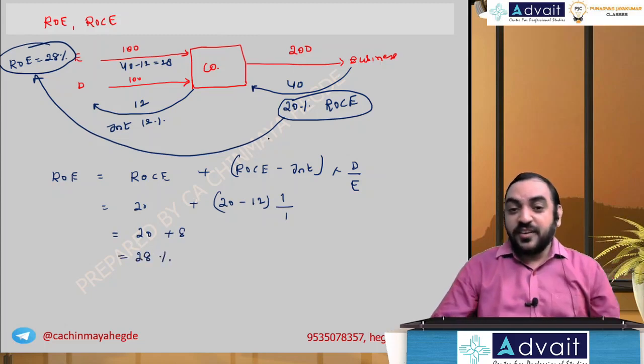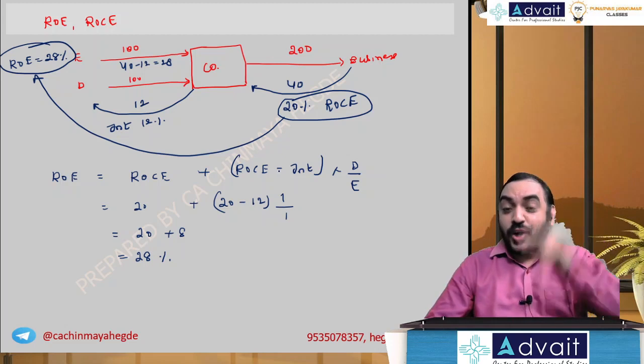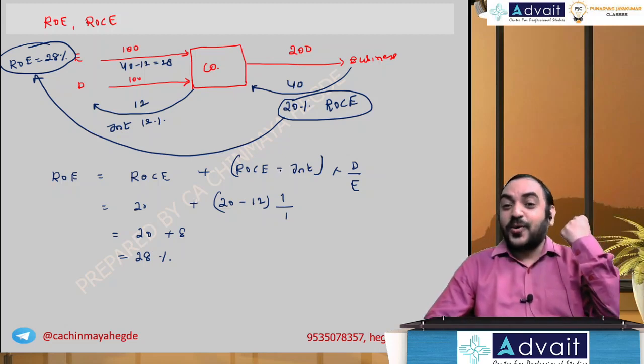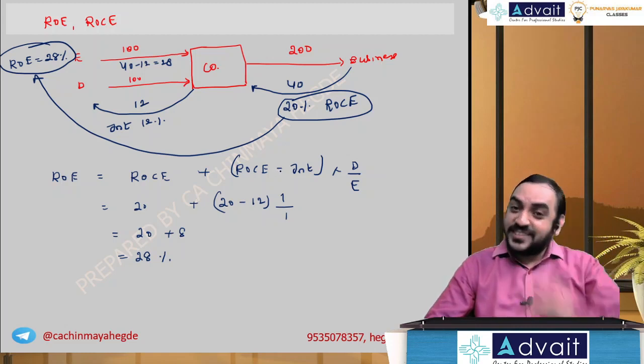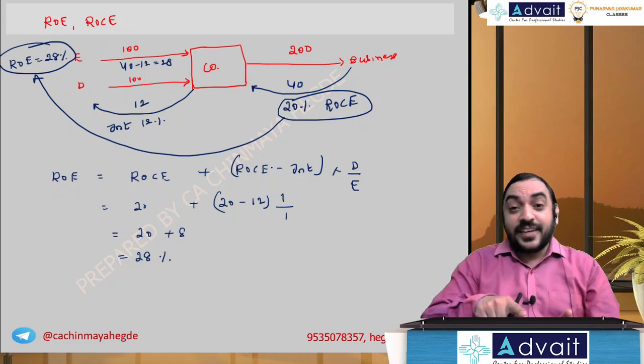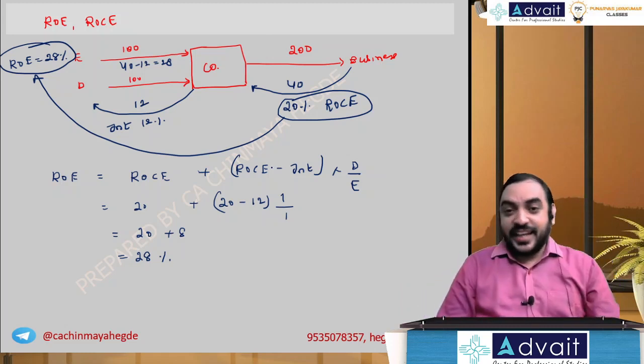But also remember this, ROCE minus interest. If ROCE was less and interest was more, the surplus will become a shortage. In that case, it will be taken away from the ROE, where you will have lesser return than what is given by the business. So debt can be positive as well as debt can be negative.